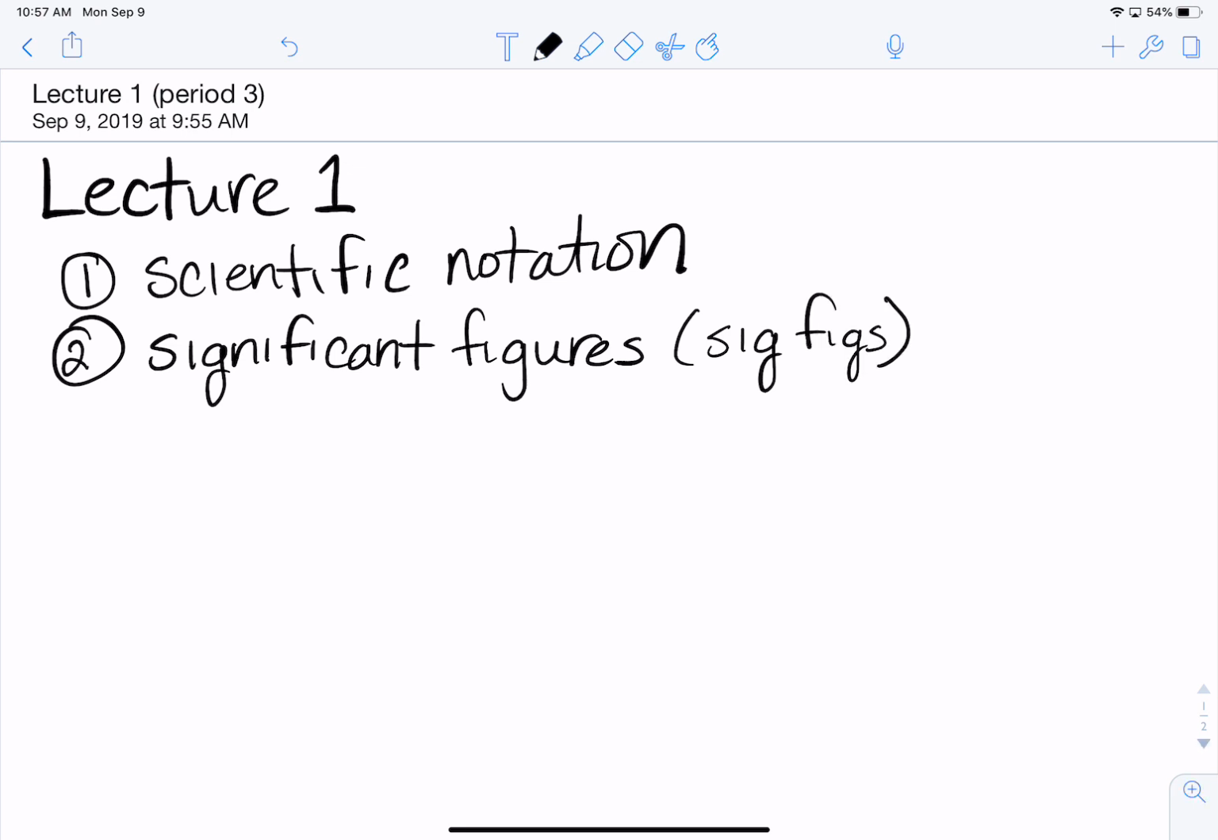Have any of you guys heard of significant figures before, or you already know the rules? Biology or maybe your middle school? Okay, good. It'll be a new skill for you.